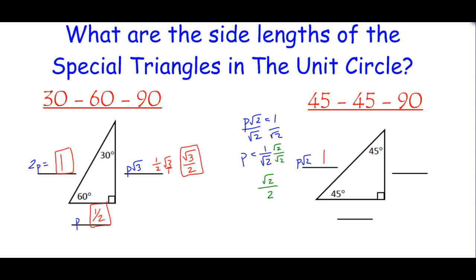So if that's what P equals, and I know this side is equal to P, and this side is equal to P, my two legs of a 45, 45, 90 triangle are root 2 over 2 and root 2 over 2. So in any 45, 45, 90 triangle in a unit circle, my side lengths are 1, root 2 over 2, and root 2 over 2.